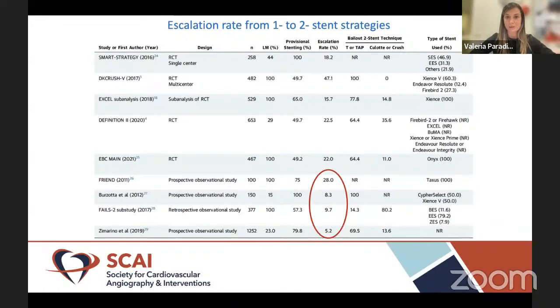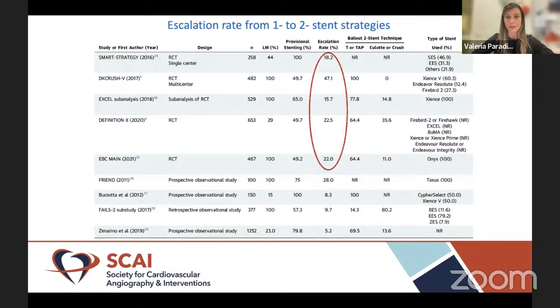When we look at escalation rate from registry, we see that the reported rate is quite low, but there's probably some bias, as patients who received a second stent because of impairment of the circumflex were probably all classified as a two-stent technique, so precluding any insights into scenarios for escalation and also into a reliable escalation rate.